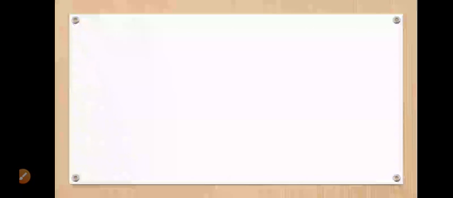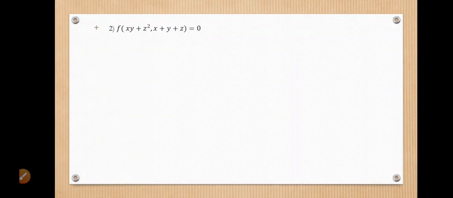We will see one more example. Here f of xy plus z square, comma, x plus y plus z equal to 0 is the given function. Again here the arbitrary function used is function f. z is the dependent variable and x and y are independent variables. We have to eliminate f to form the partial differential equation. So let us see the solution.